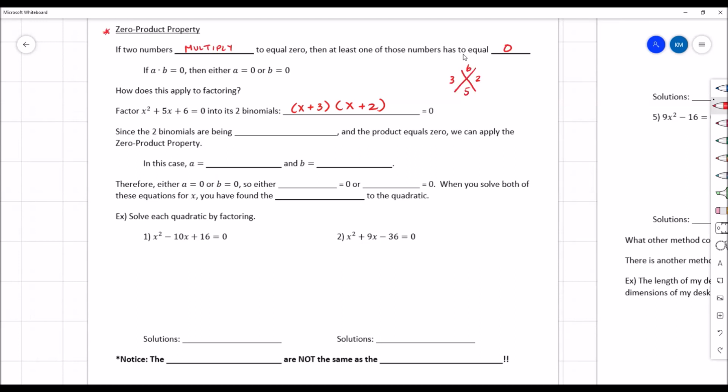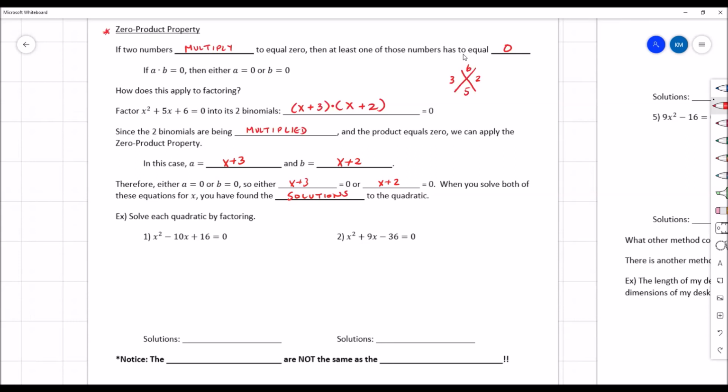If x plus 3 times x plus 2 equals 0, since they're being multiplied and the product is 0, one of these numbers has to be 0. In this case, either A, x plus 3, or B, x plus 2. One of these things equals 0. So either x plus 3 equals 0 or x plus 2 equals 0. When you solve both of the equations for x, you have found the solutions to the quadratic.